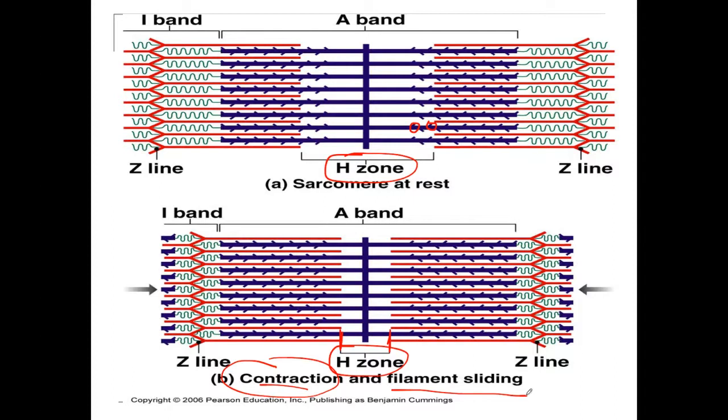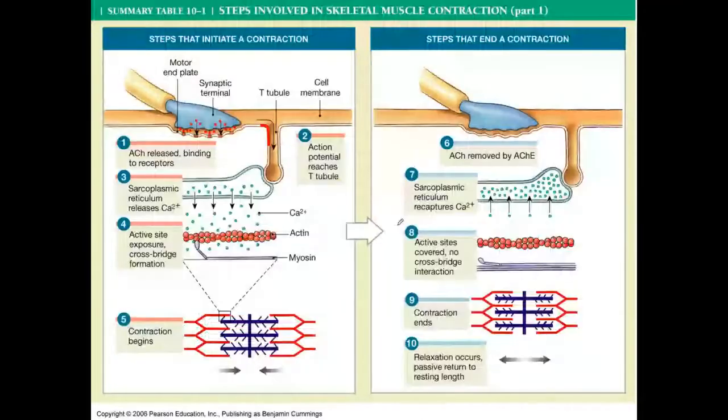When actin and myosin meet, it's going to slide the actins closer to one another. So the H zone becomes much more narrow, and the H zone is just the distance between this actin and this actin. Okay, so what's taking place? Let's review again. Here's the motor end plate, right here. This is the motor end plate. When I say motor end plate, that's the muscle.